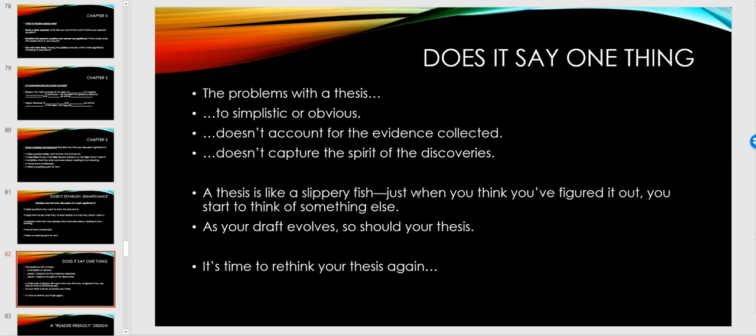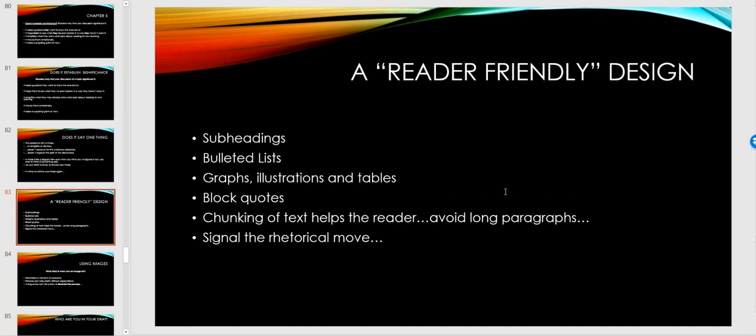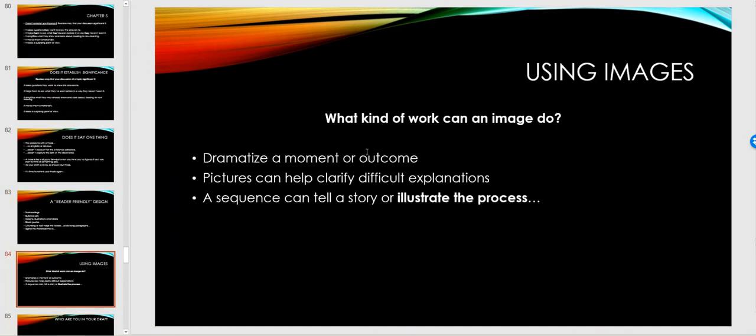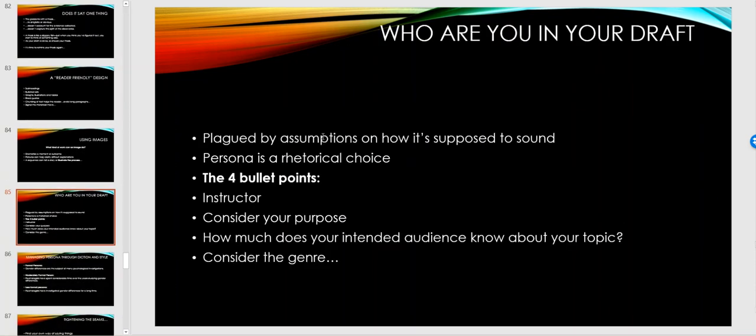Okay, the problems with the thesis. Is it simplistic or obvious? Doesn't account for the evidence collected in the rest of the research. Doesn't capture the spirit of the discoveries. A thesis is like a slippery fish. Just when you think you've figured it out, you start to think of something else. As your draft evolves, so should your thesis. So sometimes it's great to rethink your thesis again, especially in this revision phase before we get to the final drafts. So we want to work on images I'm looking for.